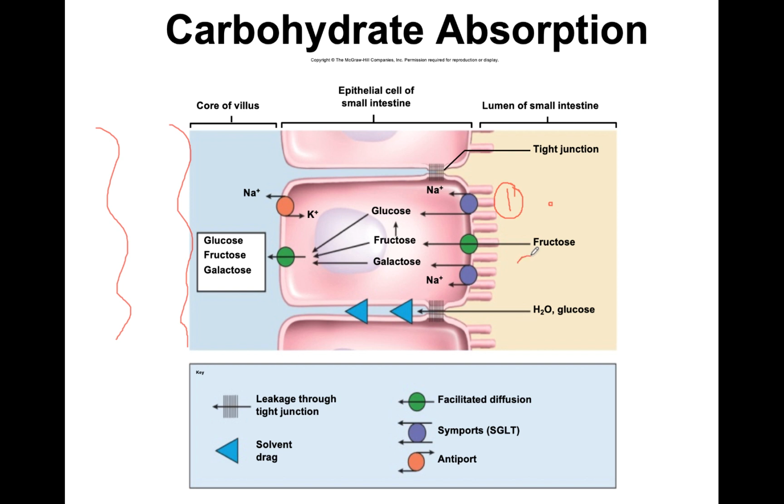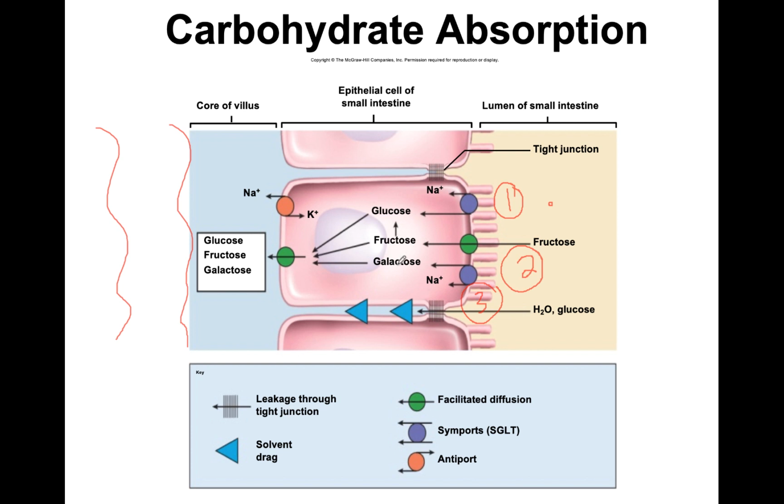Fructose has a facilitated diffusion transporter, and the fact that this is a facilitated diffuser means that fructose is higher concentration out here than it is in the cell. So it's going to have no problem simply diffusing into the cell. And then we have galactose. You're going to need another symporter for this, and that's the sodium galactose symporter.